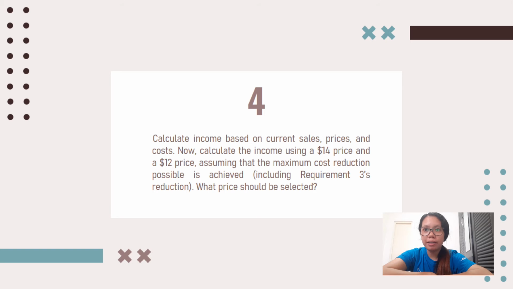For the last requirement, calculate income based on the current sales price and cost. Now calculate the income using a $14 price and a $12 price, assuming that the maximum cost reduction possible is achieved, including the additional reduction from the previous requirement. What price should be selected?